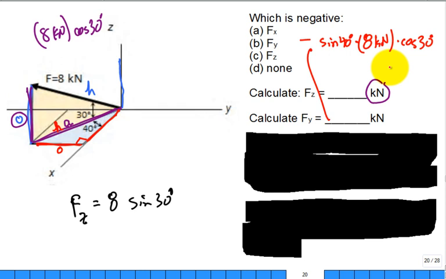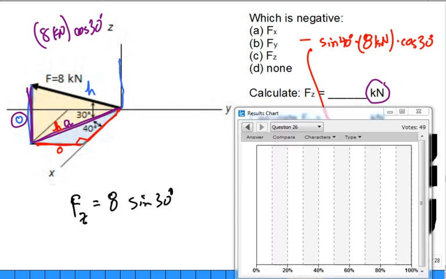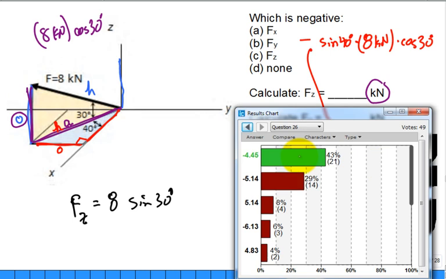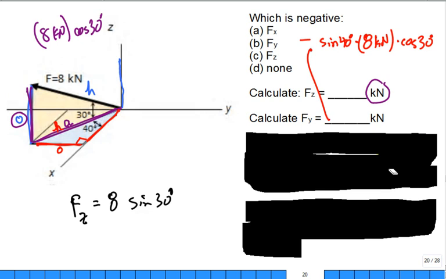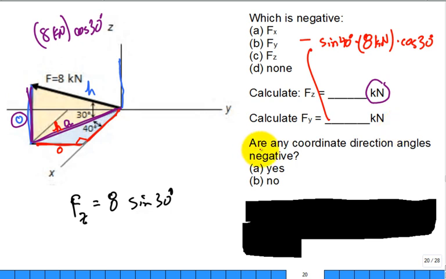How many people had that? All right. What does that answer give us? Negative 4.45. Let's take a look. Negative 4.45 is correct. All right. Are any of the coordinate direction angles negative for this problem? In the interest of time, let's just do it verbally. No clicker on this. Are any of the coordinate direction angles negative?